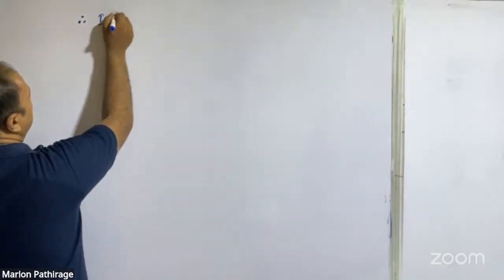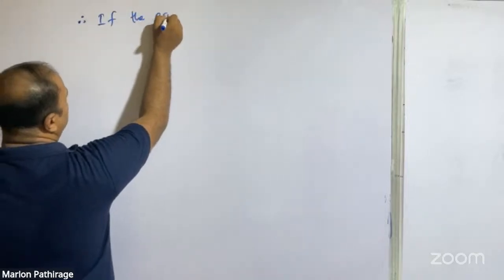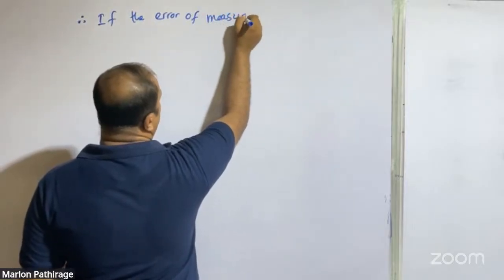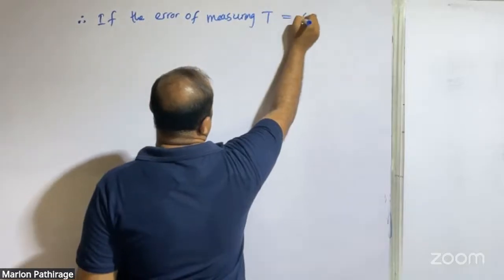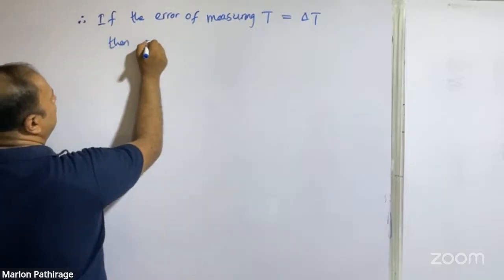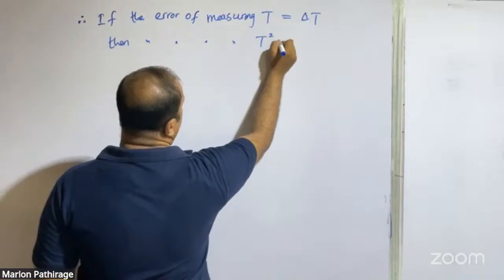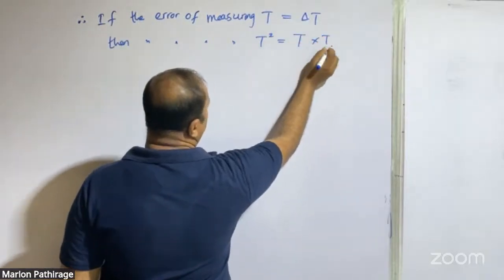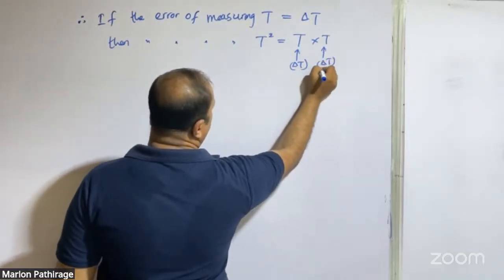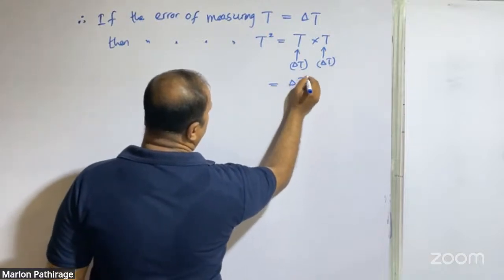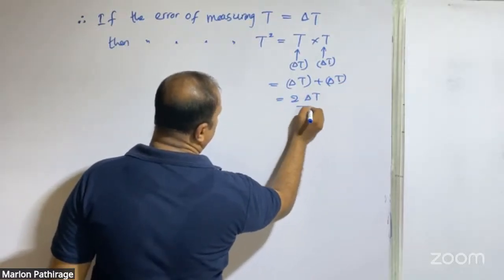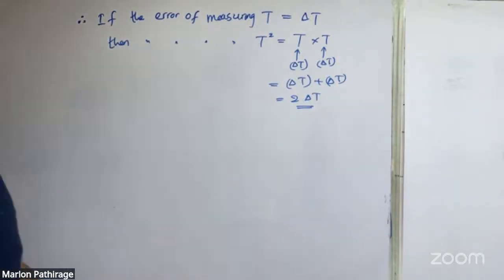Therefore, if the error of measuring capital T is equal to delta T, then the error of measuring T squared, T into T, gets a delta T error from each one. So the total error is delta T plus delta T, which is 2 times delta T.